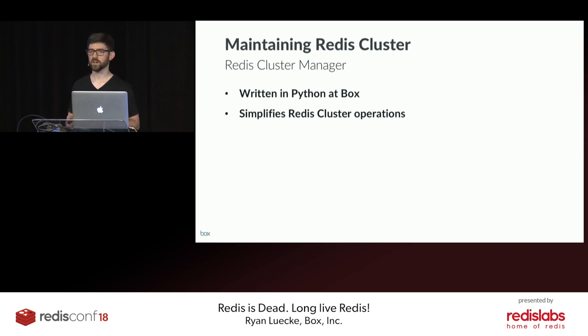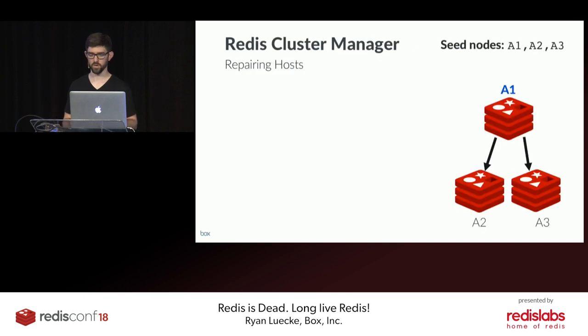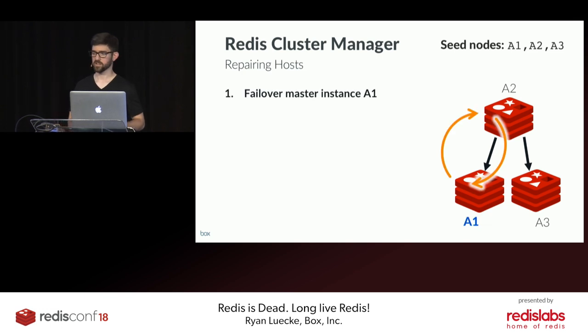This allows our ops team to very easily do this kind of maintenance and day-to-day operations with the cluster. It automates Redis Trib, which is a tool that you can use to do cluster operations. Just to give you a sense of one of these operations and how it works, let's say we need to do maintenance on a master node, which is A1. We need to patch it, or it needs some sort of hardware maintenance. So the first thing we need to do is to fail over this master instance. In this case, A2 became the master, and now A1 is a replica.